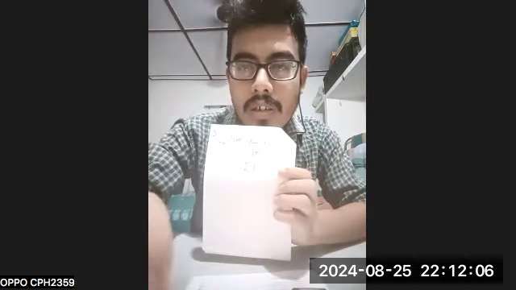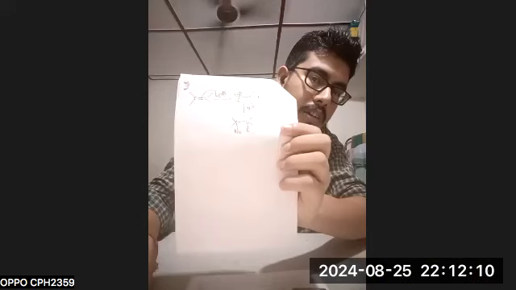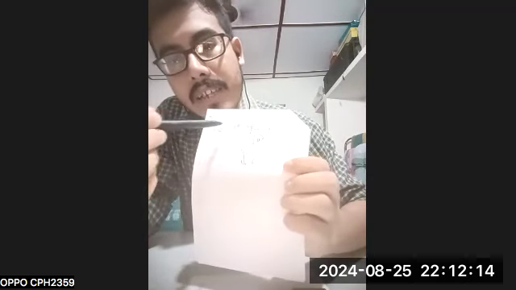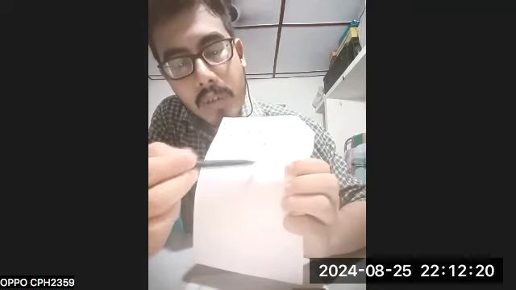So in electrophilic reaction, is it visible? In this reaction, the alkene attacks the electrophile. Then one carbocation is formed. After that, one nucleophile attacks that carbocation and this is formed. This reaction is basically called electrophilic addition reaction.